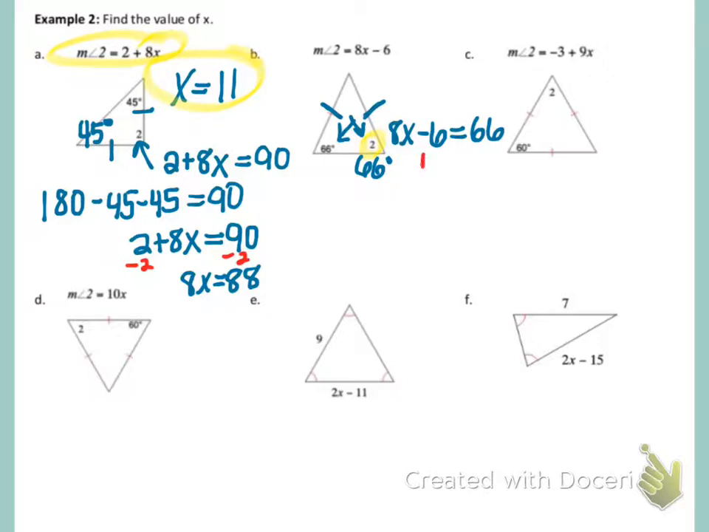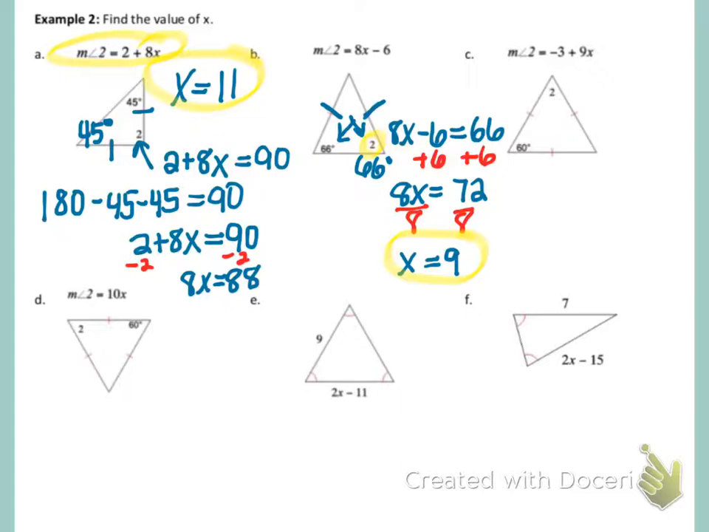Again, once we've got the equation, it's just a matter of using the algebra. So I'm going to add 6 to both sides, leaving me with 8x is equal to 66 plus 6 is 72. And then, of course, our last step is to divide by 8. And we've got our final answer for x, which is 9. So x must be 9 for this triangle to be accurate, because then when we substituted that back in, we would get an angle that's 66 in that position where angle 2 is.